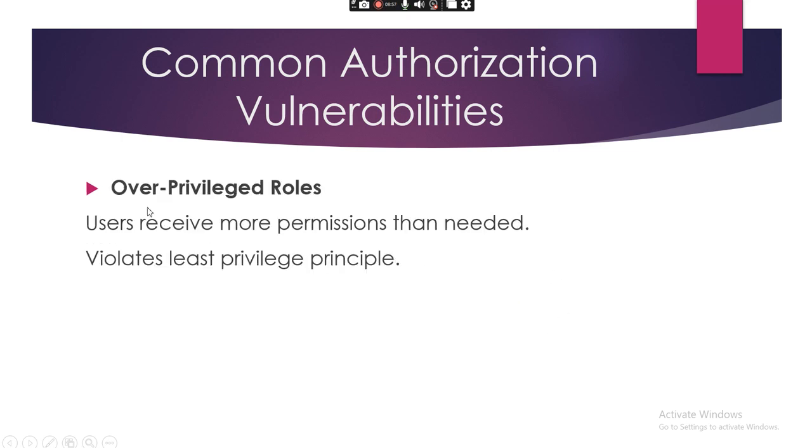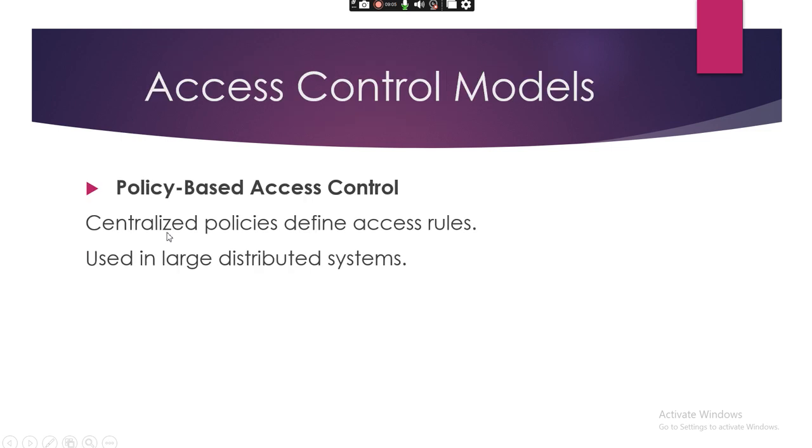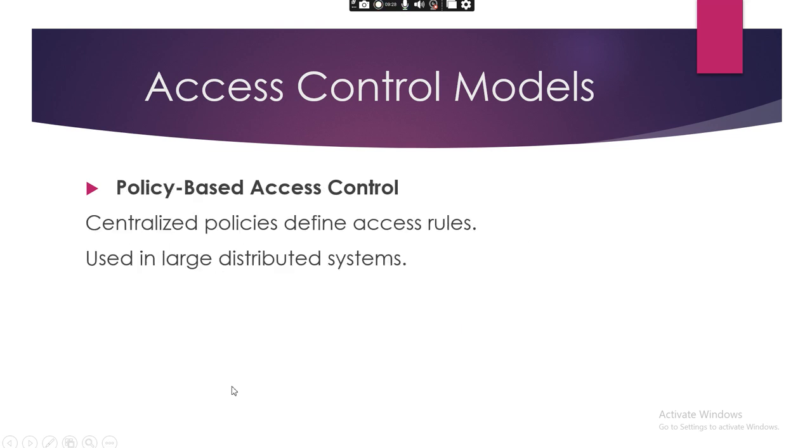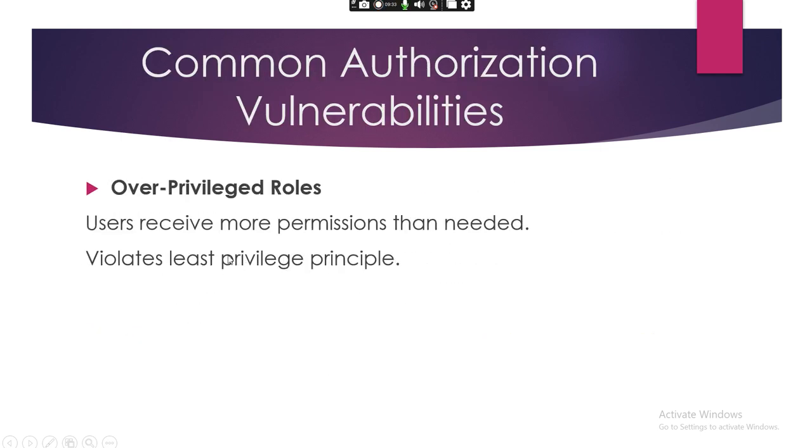And overprivileged roles: users receive more permissions than needed. Like I said, if you look at roles, each individual action is a policy. And say for a user, you add create user. A user should not be able to create a new user, right? Then that's an overprivileged role that you have created and attributed to a particular user. So basically, you are going with the principle of least privilege, and this violates the least privilege principle.